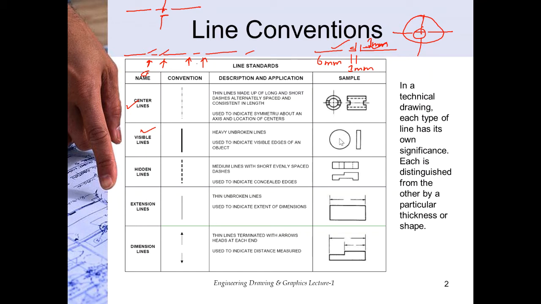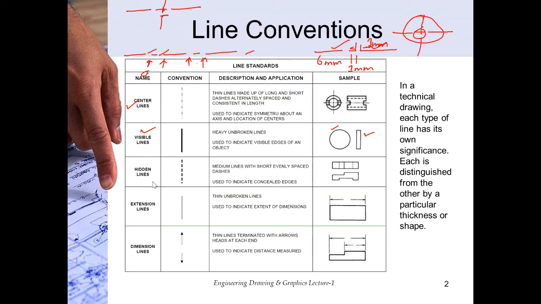For example, this is an object. Let's say this is the top view of an object and this is the front view of an object. The basic outline or circumference of an object is indicated by the visible lines, and these are continuous thick lines showing the outline of the object.